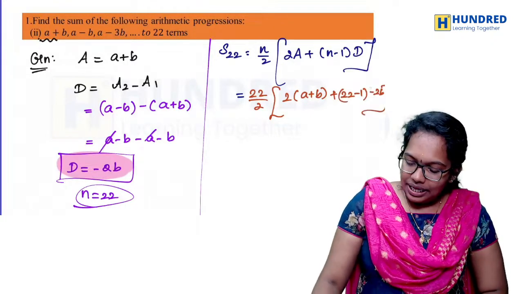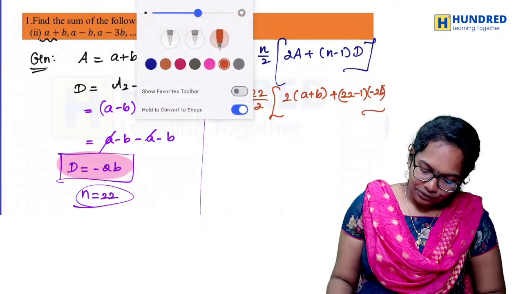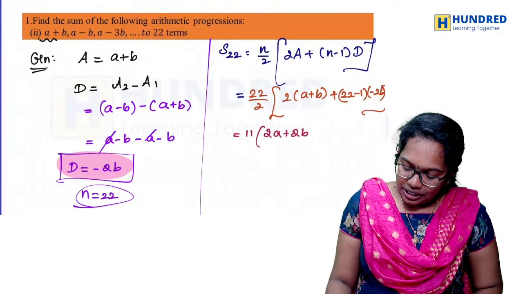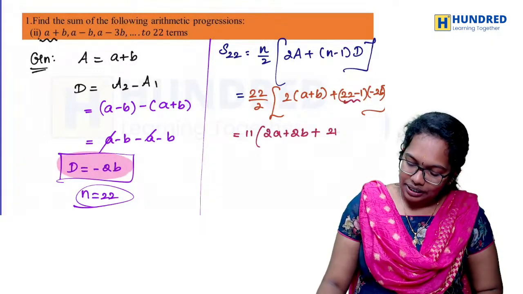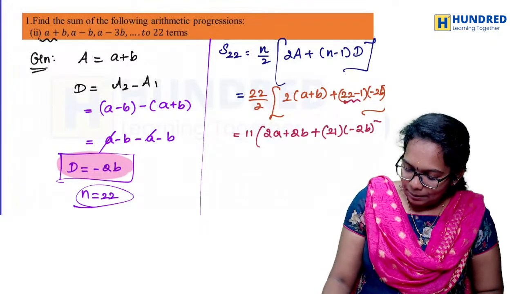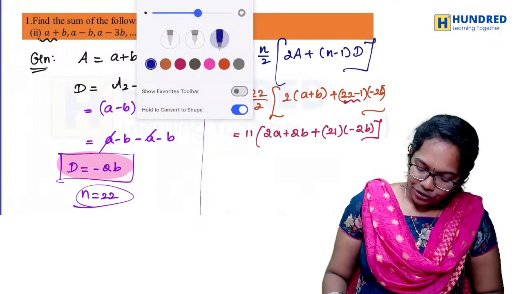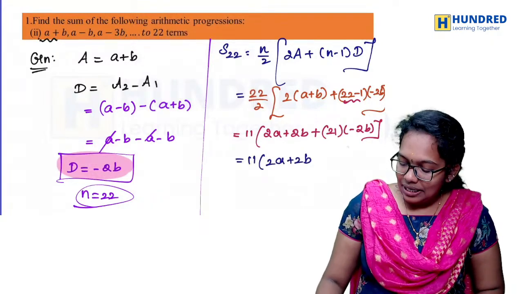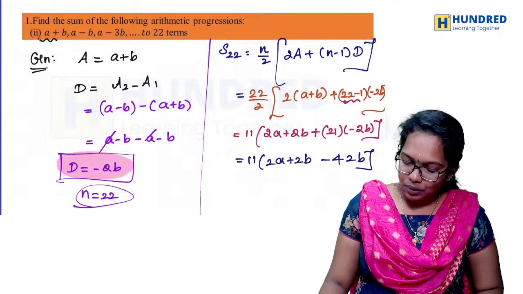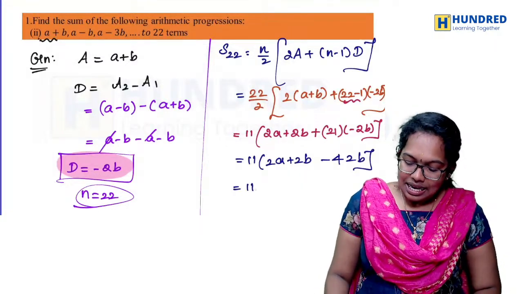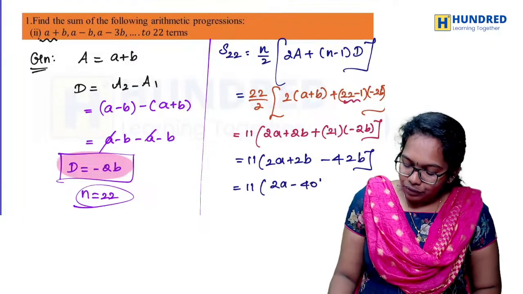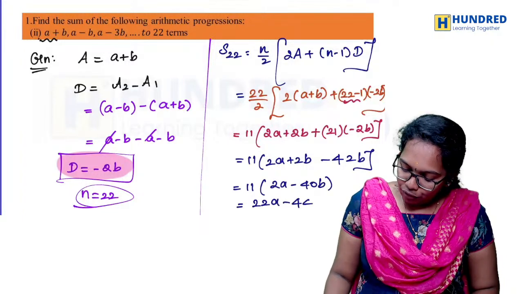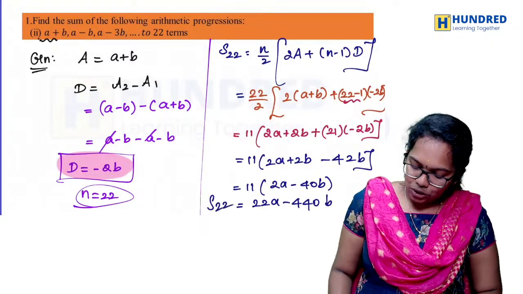Next, what you have to do is just go with this. So it is 11 into 2A plus 2B plus 21 into minus 2B. After this, it is 11 into 2A plus 2B minus 42B. When you cancel things you will get 11 into 2A minus 40B, and on multiplying you will get 22A minus 440B. This is going to be your S22 value.